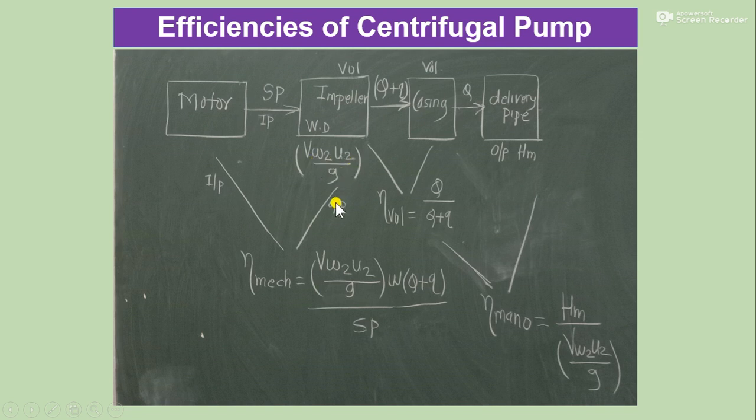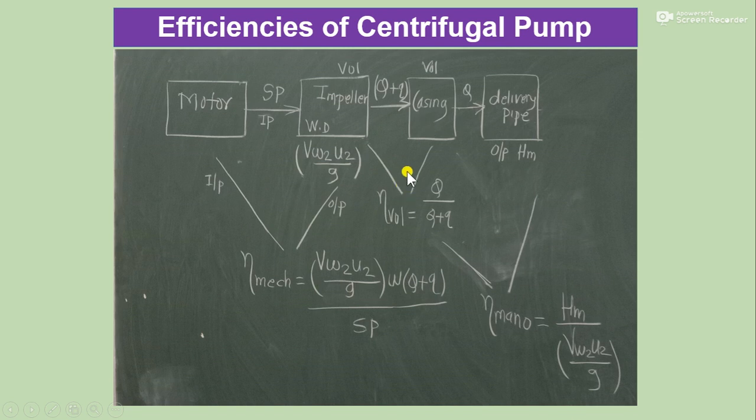So this is the output as far as the motor and impeller are concerned. So if we consider this as an output and this as an input, then that efficiency is the mechanical efficiency, which is Vw2 u2 upon g into w into (Q plus q), bracket complete, where capital Q plus small q, divided by shaft power.